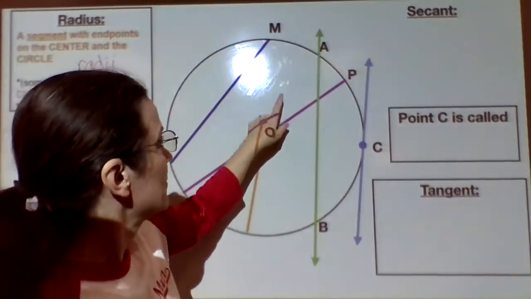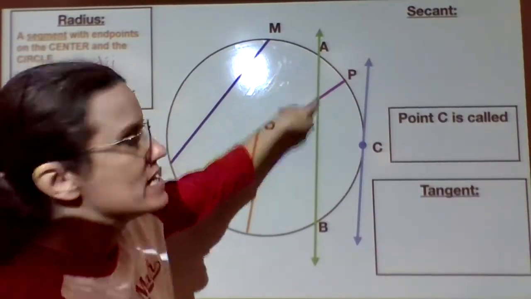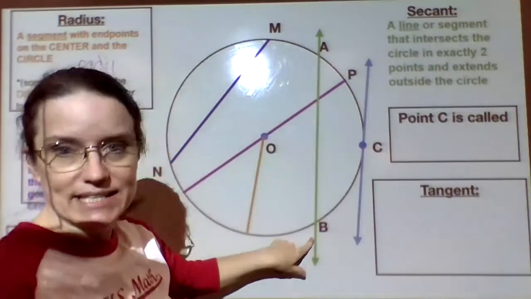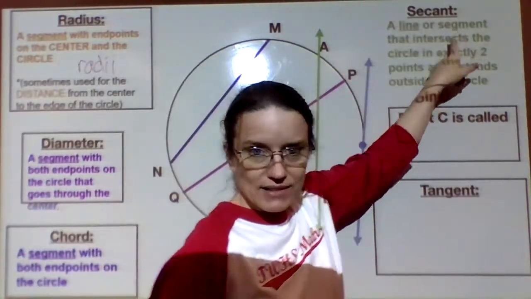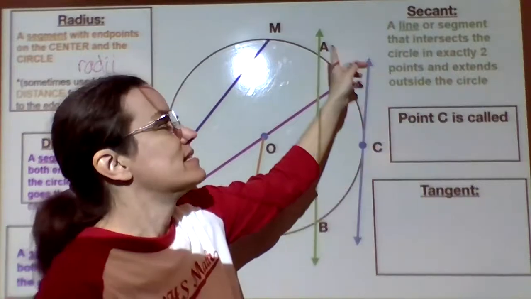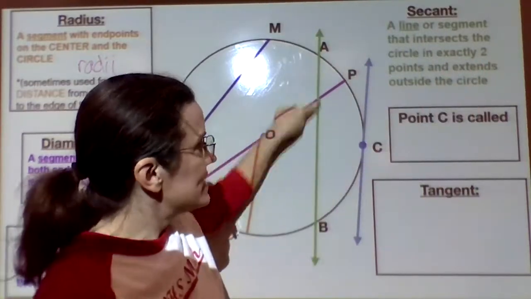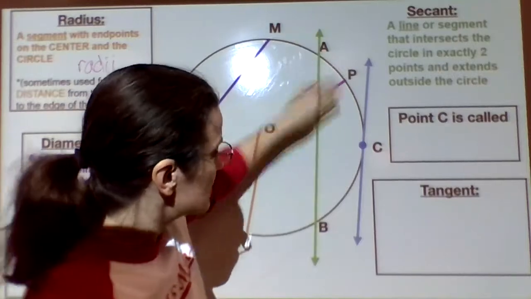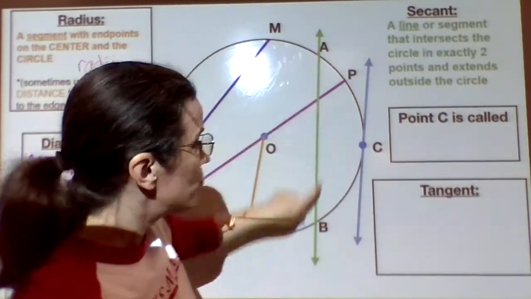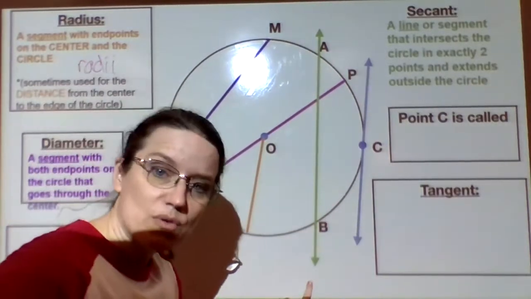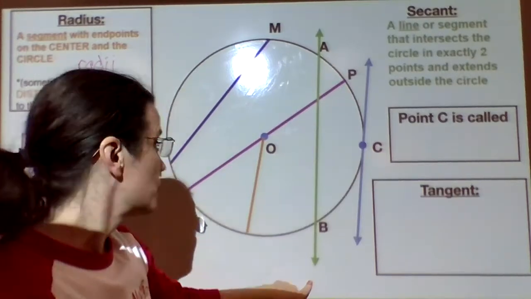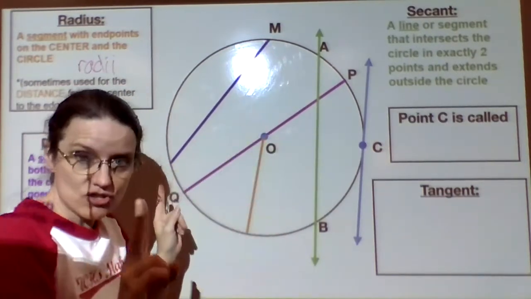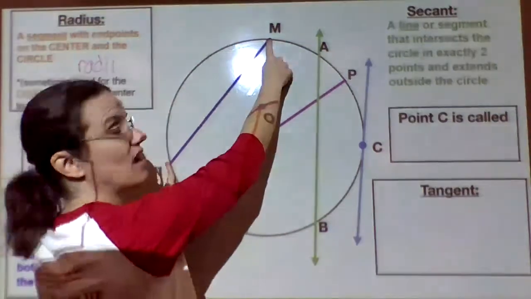Over here now, let's look at this green fellow here. So this green guy here is called a secant, not second. We don't want to mix it up with time. This is a secant. And so a secant is going to be a line or a segment that touches the circle in 2 points, but it also goes outside the circle. So if you recall your chord, it had its endpoints on the circle, so it touched in 2 points, but then it stops.